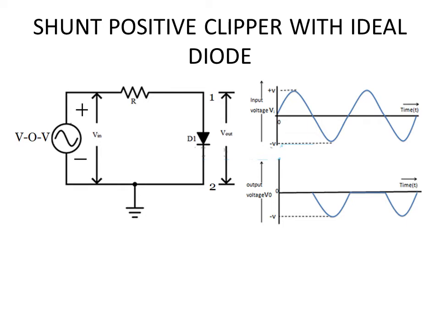So when we measure the output across the diode between the points 2 and 1, what we actually do is measure the voltage across the diode. Since there is no voltage drop, since we have assumed that it is an ideal diode, the voltage measured at this instant will be 0. So whenever the diode is forward biased, the voltage measured across the diode will be 0.